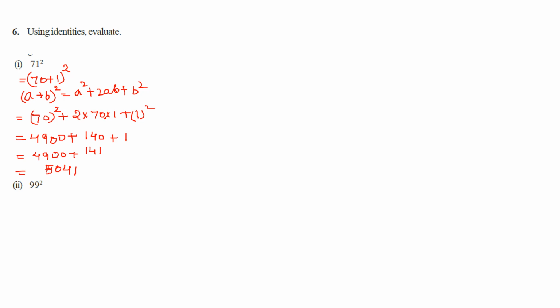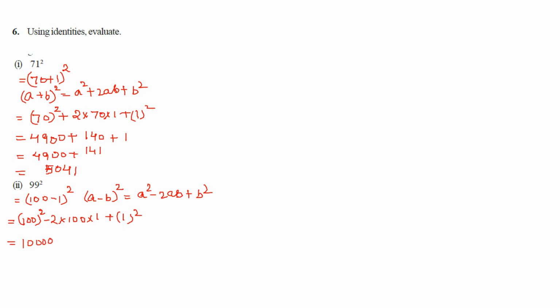Now the second one is 99 square. Now 99 is near to 100. So I can write 99 as 100 minus 1 and then whole square. So here I am going to use the identity a minus b whole square, which will give me a square minus 2ab plus b square. So 100 whole square will be my a square, minus 2 into 100 into 1, plus 1 whole square. Now 100 square is 10,000 minus 200 plus 1. And minus 200 plus 1 will give me minus 199. And 10,000 minus 199 is 9,801.